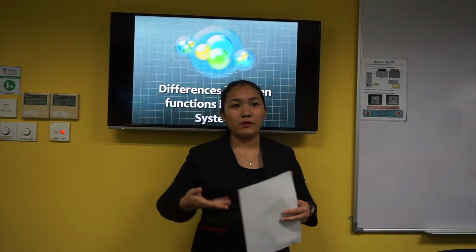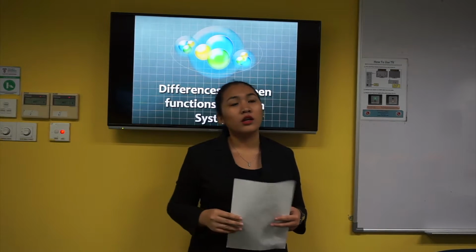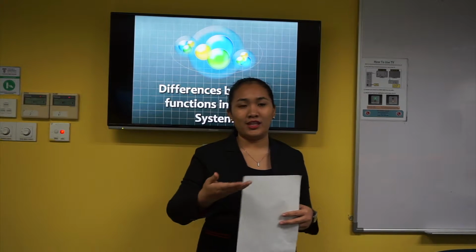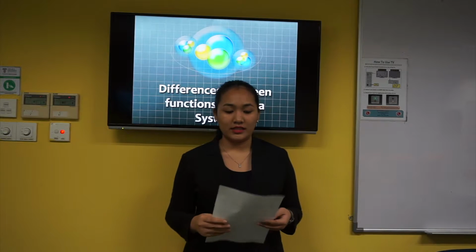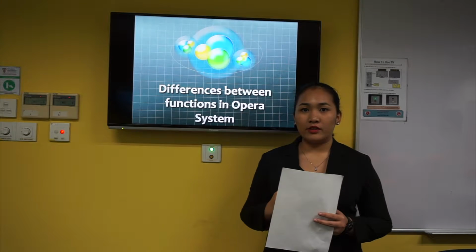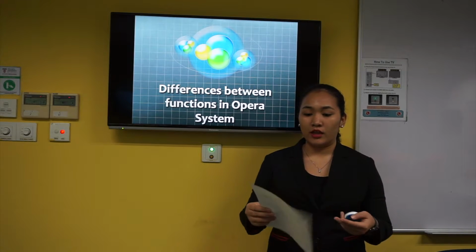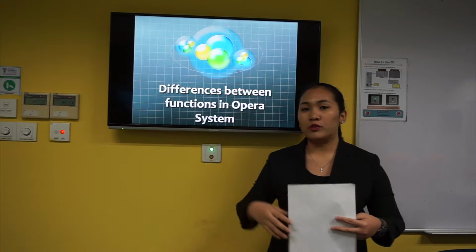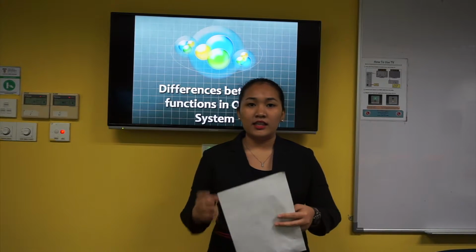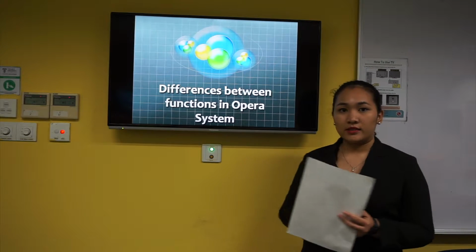Is there any problem so far when you're doing your work with the guests? So far, not really. I see, because I got a lot of complaints from the guests, so that's why I'm doing this training, and I hope that you can improve your skill after this. Okay. So first of all, the differences between the functions in the Opera system.